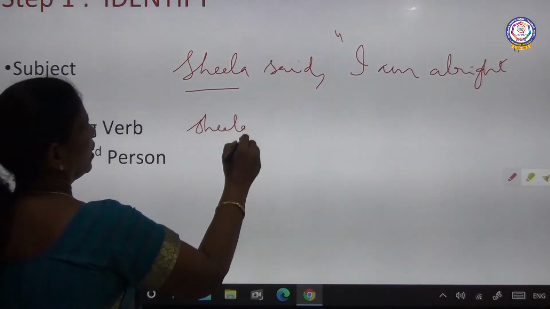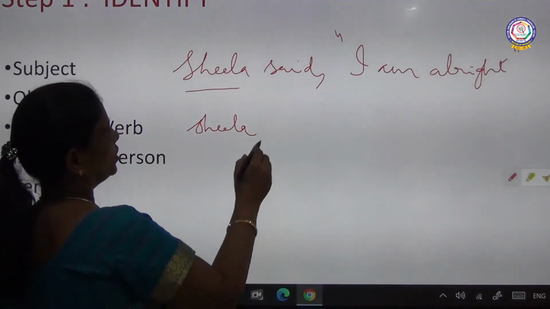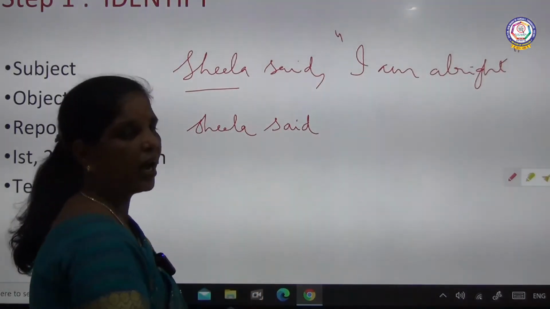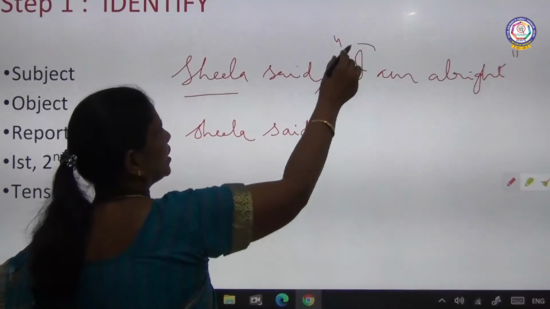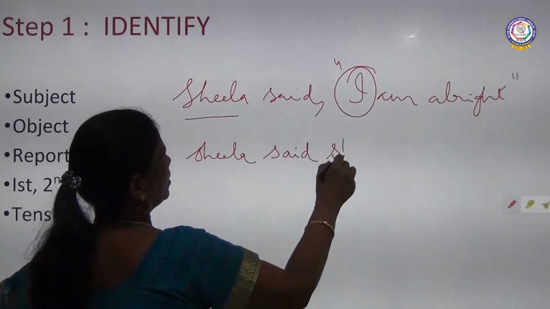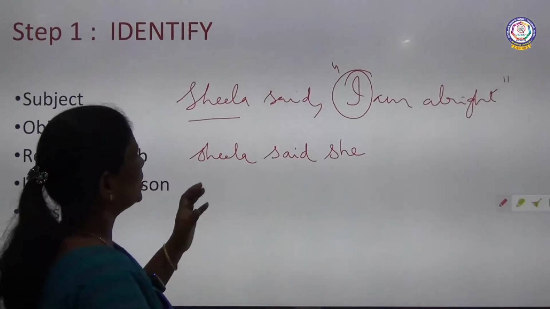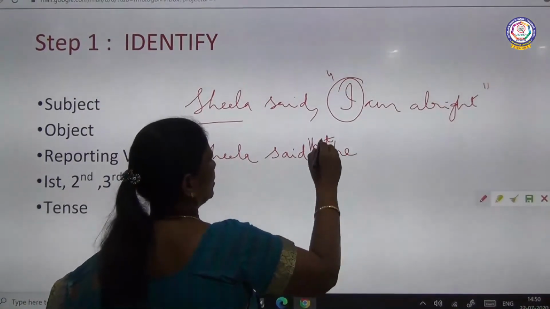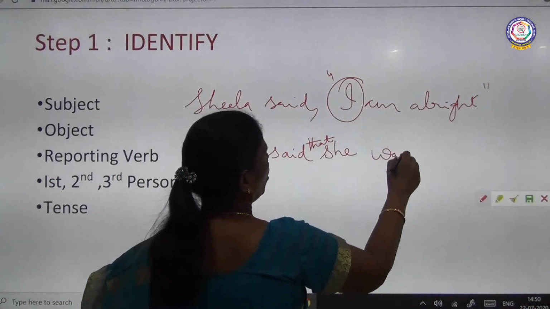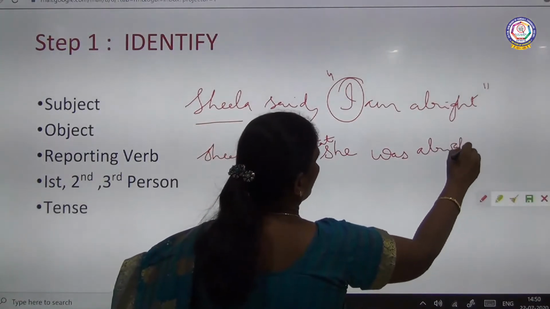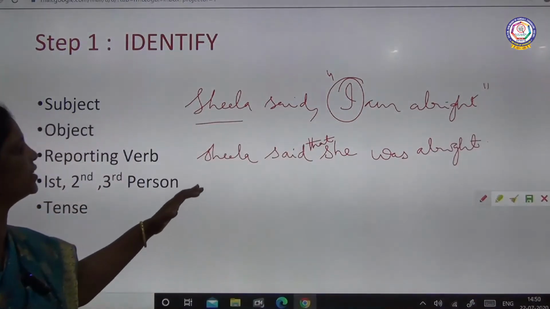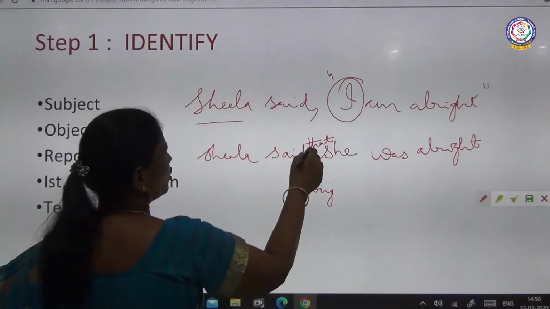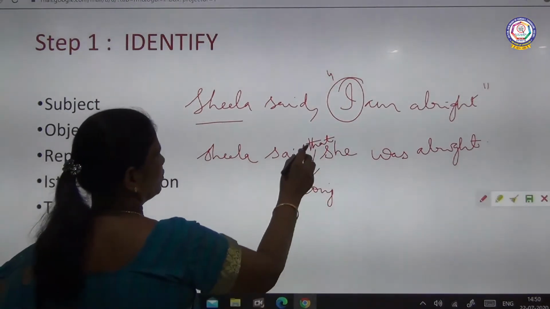Sheila said will remain, so you will be saying "said" only, and you will be removing the comma, and you will be removing the inverted commas. This "I" I will change into "she". So Sheila said that, a conjunction you have to add, that she was alright. So this is a simple change you have made. So Sheila said that, this is the conjunction. After removing the comma and inverted commas, you have to add "that", and "she was alright". So you have to include that.